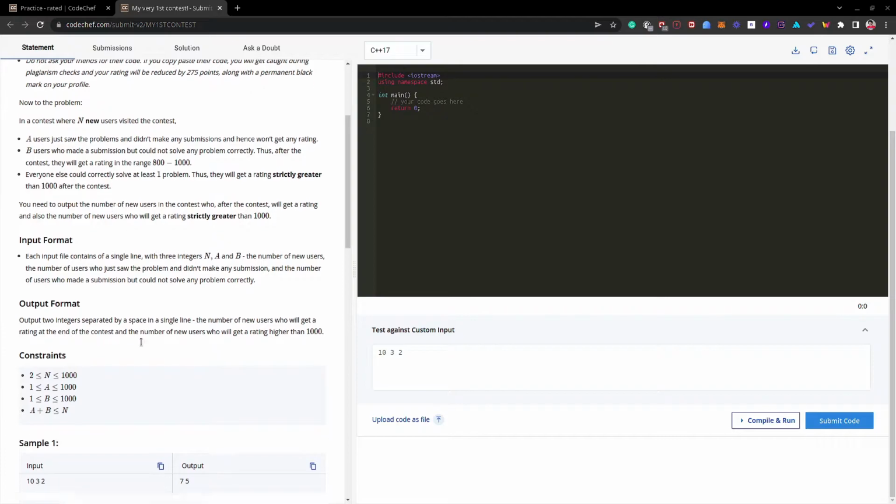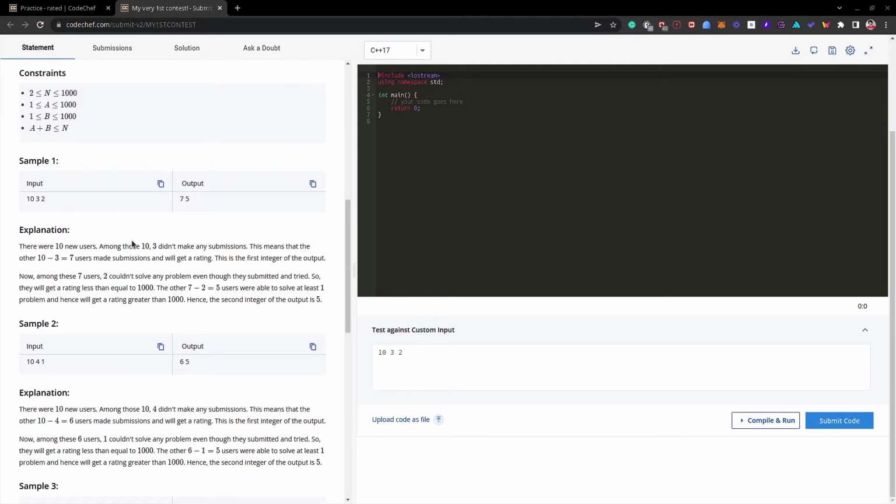Okay, okay. So this one is quite big. The first sample is 10 3 2 and the output is 1 5. There are 10 new users. If you didn't make any submissions, this means the others made submissions and will get a rating. Okay. This is the first integer of the output.